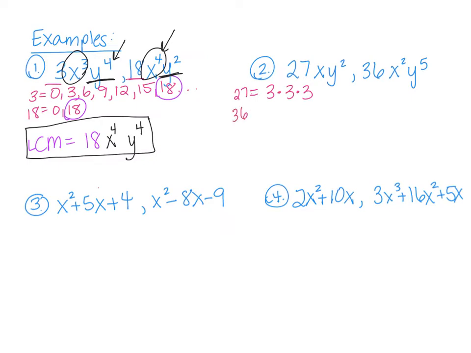So 36 can be written as 3 times 3 times 2 times 2. All right, because 3 times 3 is 9, 9 times 2 is 18, 18 times 2 is 36. All right, so I've written out all the prime factors. Okay. Now what I can do is I can say, okay, well, I'm going to need one of these sets of 3s.